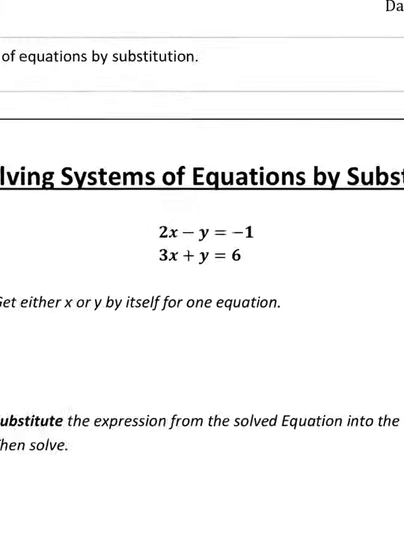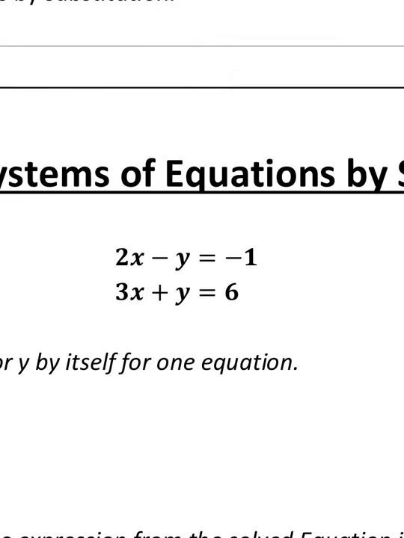So let's look at the problem here. We have 2x minus y equals negative 1 and 3x plus y equals 6. So for right now, we're going to look at these as two separate equations. So we have 1 and 2.